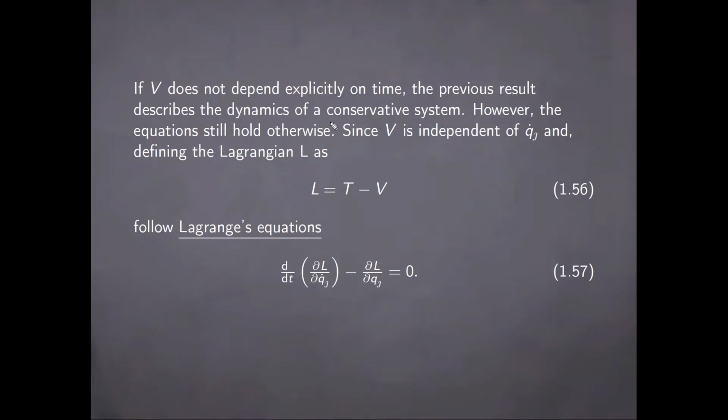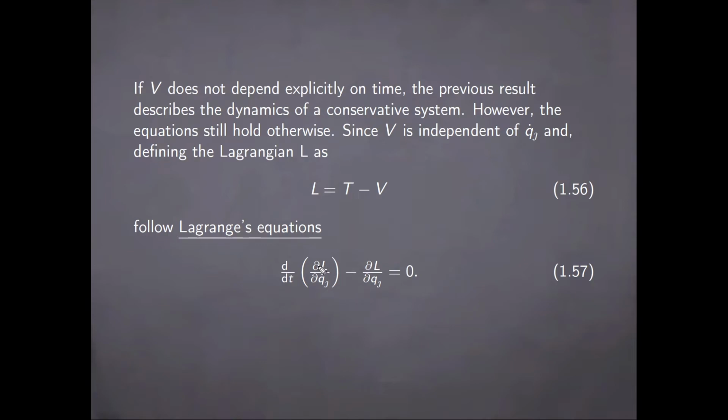If the potential does not depend explicitly on time, the previous result describes the dynamics of a conservative system. However, the equations still hold otherwise. Since V is independent of generalized velocities, and when defining the Lagrangian L as the difference between kinetic and potential energy, then follow Lagrange's equations in their classic form.